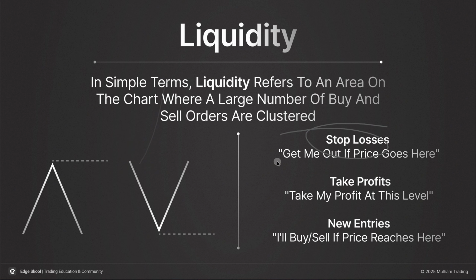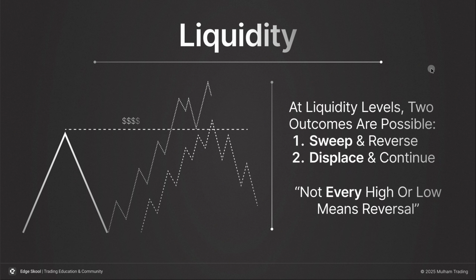Stop losses are like: get me out if price goes here. Take profit: take my profit at this level. So when price comes here, I want to take my profit, and new entries: I'll buy or sell if price reaches here. That is why we have a large number of buy and sell orders clustered at the highs and lows. Now, a lot of people are going to tell you that every high and low is going to have a liquidity sweep, and a lot of orders are there, so we're going to sweep them and reverse. That is not a logical or realistic way to look at liquidity.